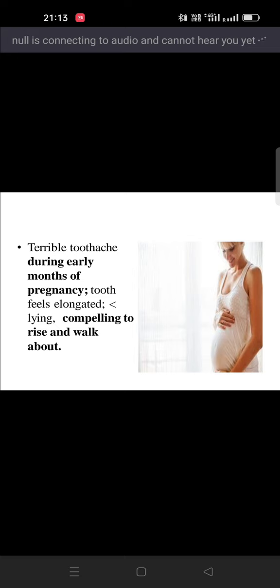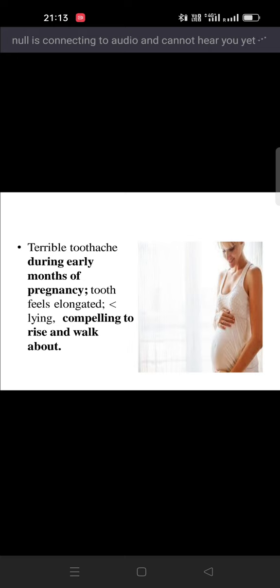But again, we can compare this symptom with Magnesium carb. What is mentioned in Magnesium carb? In case of Magnesium carb, there is mention of toothache during pregnancy, especially at night. What is the difference between Ratania and Mag carb? Here it is before or early months of pregnancy, but during pregnancy, if there is toothache, especially at night, then we can think of Magnesium carb.